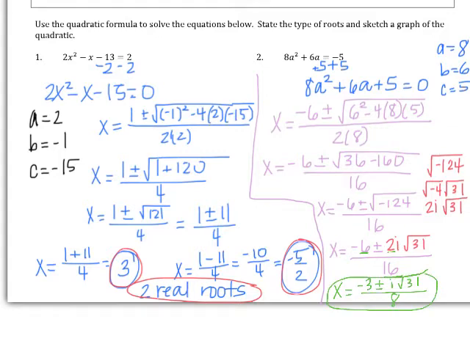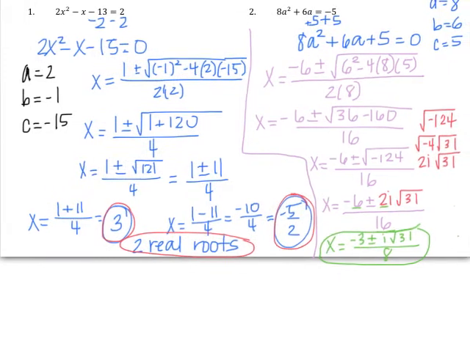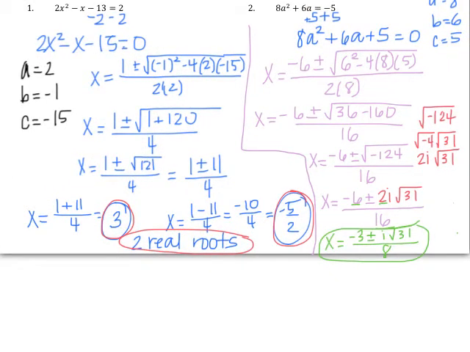If I want to state the type of answer that is, that would be 2 imaginary roots, because it has an imaginary number. Each of those roots, one would be x equals negative 3 plus i root 31 divided by 8, so there's one, and the other one is negative 3 minus i root 31 divided by 8. So these are my 2 imaginary roots.